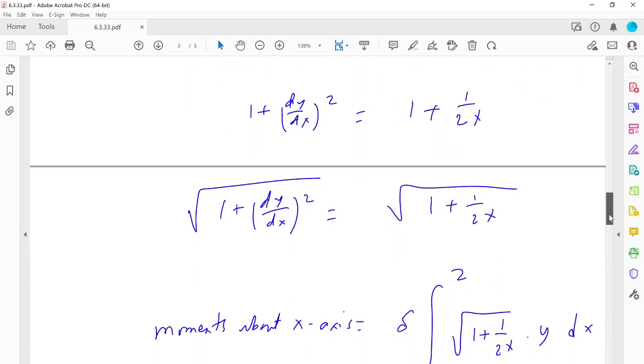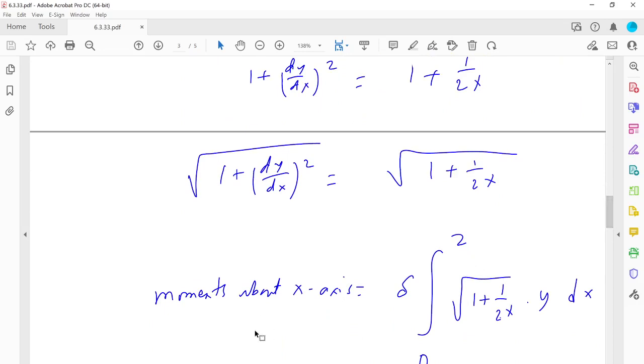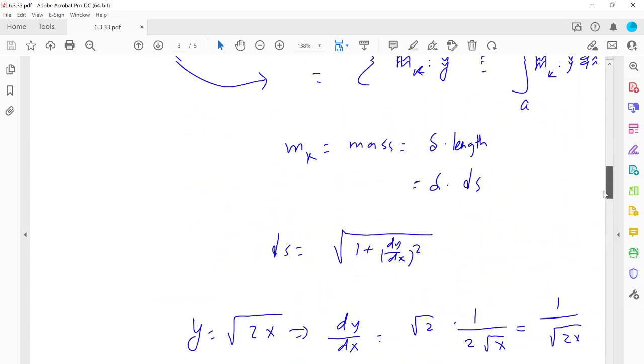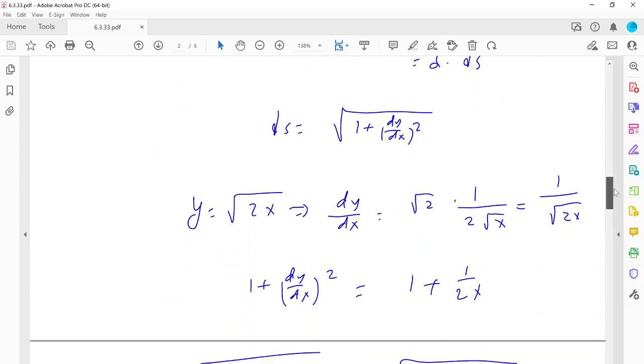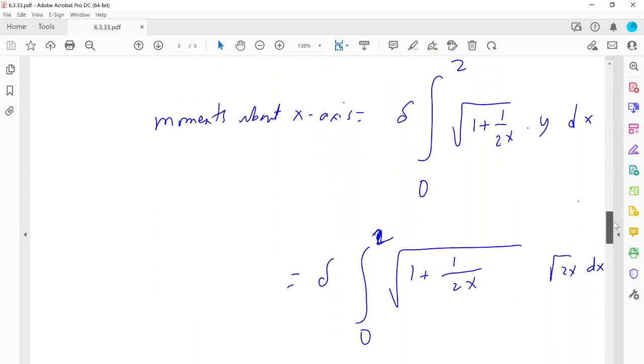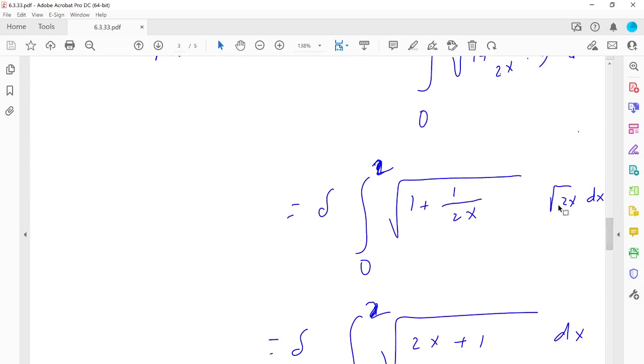Now we're going to plug this value back into the formula for moments about the x-axis, which is the density, given as delta, constant, times the integration. This is the length we found from here, and then the y, which is the distance. This is where I'm plugging the value mk times y. But in our case y is a curve, which is square root of 2x. So now we just have to simplify this.